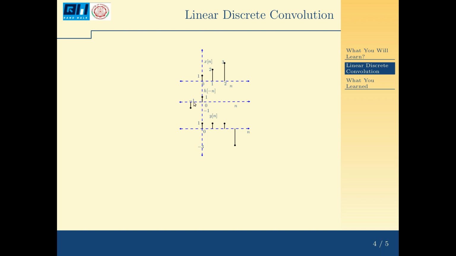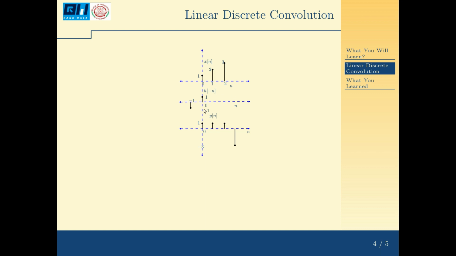If I shift one more point to the right, what will happen? That is, for n equal to 2, minus 1 will come here. So it will be minus 1 into 2 plus 1 into 3. So 3 minus 2, it will be a 1.